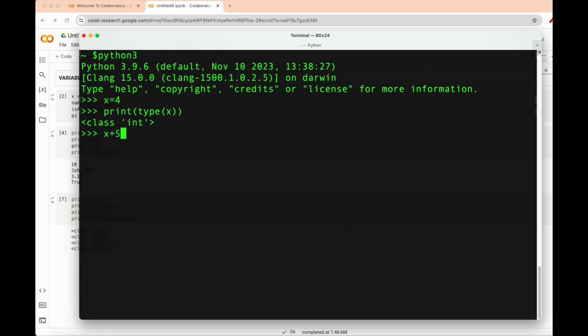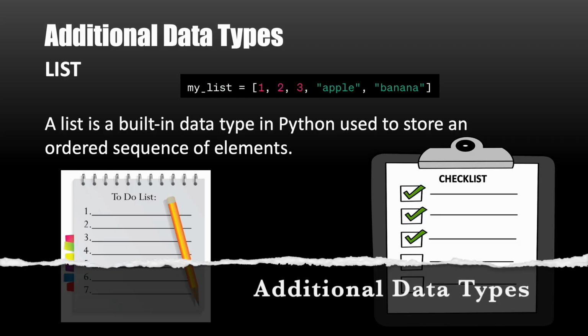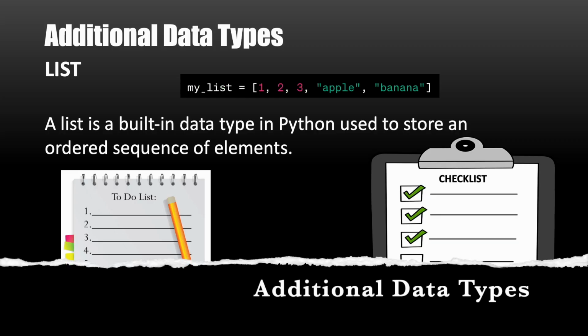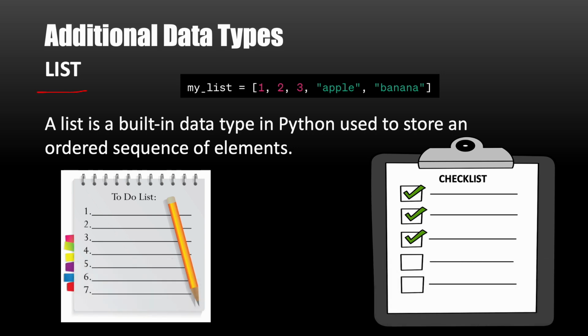I can do some basic calculations here. For example, x plus 5, and it will tell me 9, because x was 4, so 5 plus 4 is 9. And similarly, whatever we did on the Colab, we can do similar things here. pi equal to 3.14, and if I just say type pi, it should tell me that it is a float type.